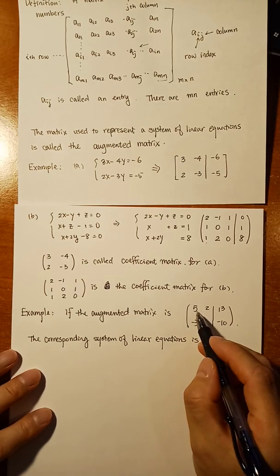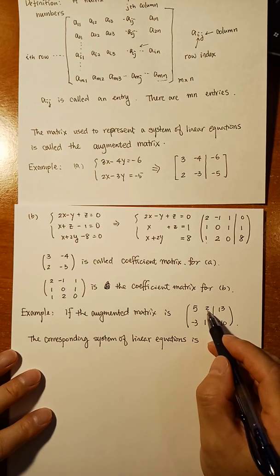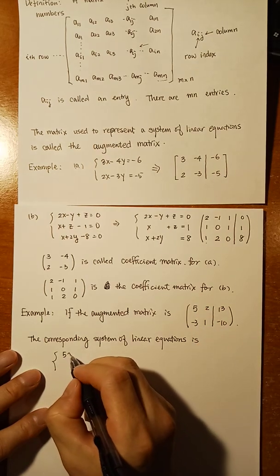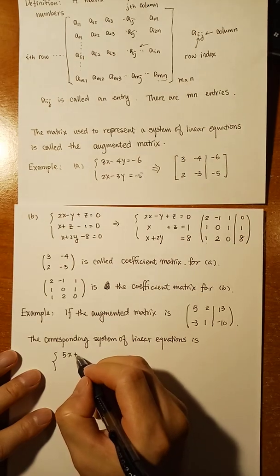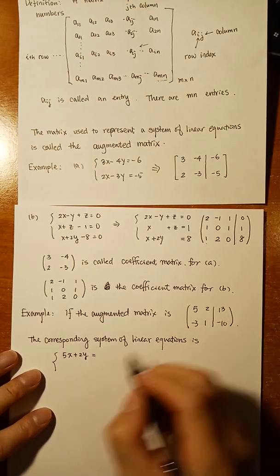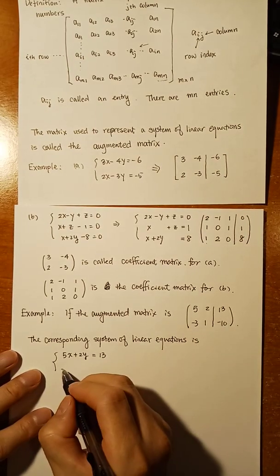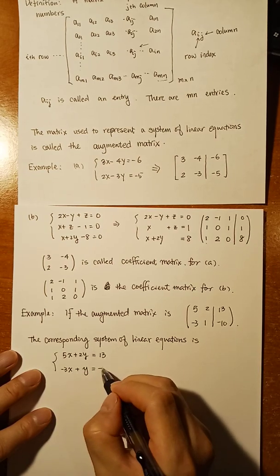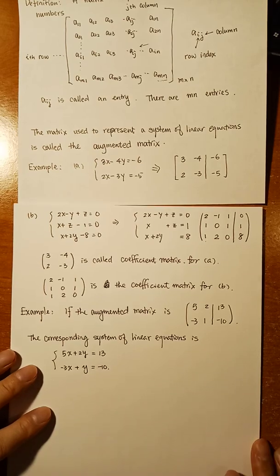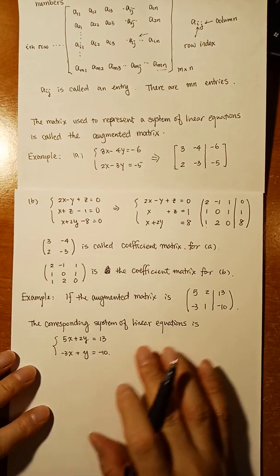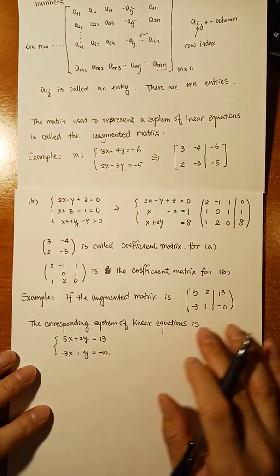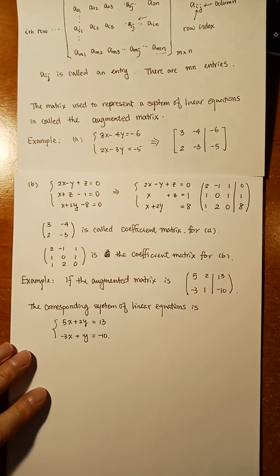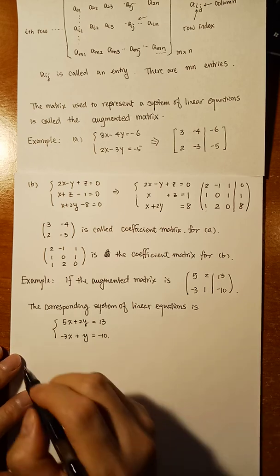Okay, so here you see first position, second position. There are 2 variables. So we will use 5x plus 2y is equal to 13, and -3x plus y is equal to -10. So this is a reconstruction of a system of linear equations from the given augmented matrix. And it's A.